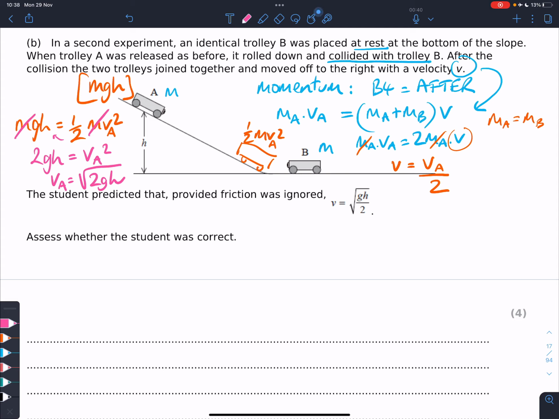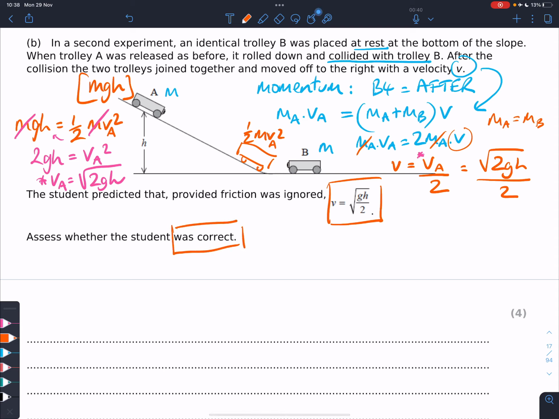Right, so taking this now over here, we've got that the velocity is equal to root 2gh all over 2. That's what we've worked out. Now, the student has said that it's not quite the same as that. It's v equals root gh over 2. So is the student correct?